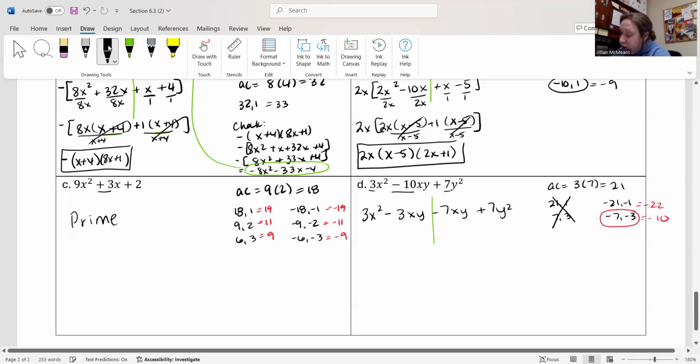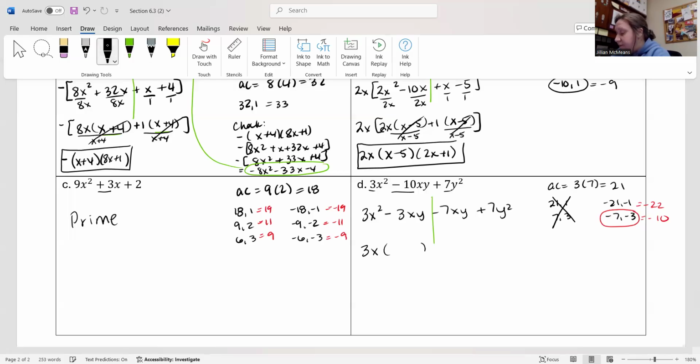So looking at the first two terms, they have a 3x in common. So when I divide by 3x, let's see, I'm left with x minus y. Looking at the second two terms, I definitely have a GCF of 7y, and because my lead term is negative, I want to make that GCF negative 7y. Well, negative 7xy divided by negative 7y is just x. 7y squared divided by negative 7y is negative y. I hope you can see that we have this binomial factor in common. So that's my GCF, x minus y.